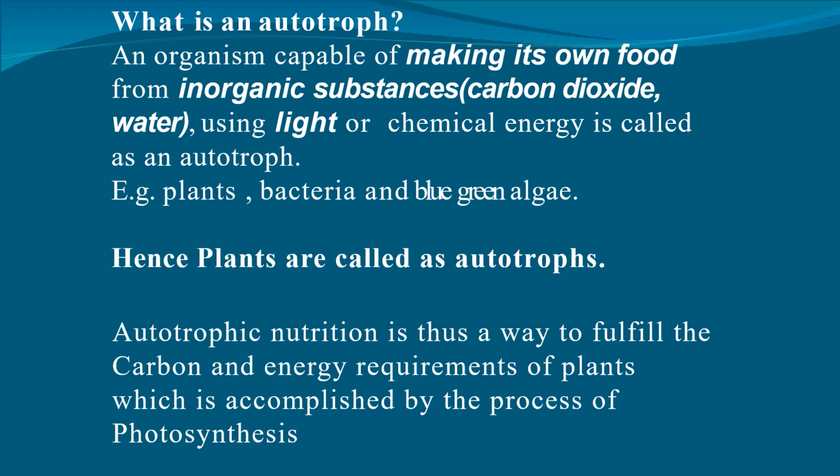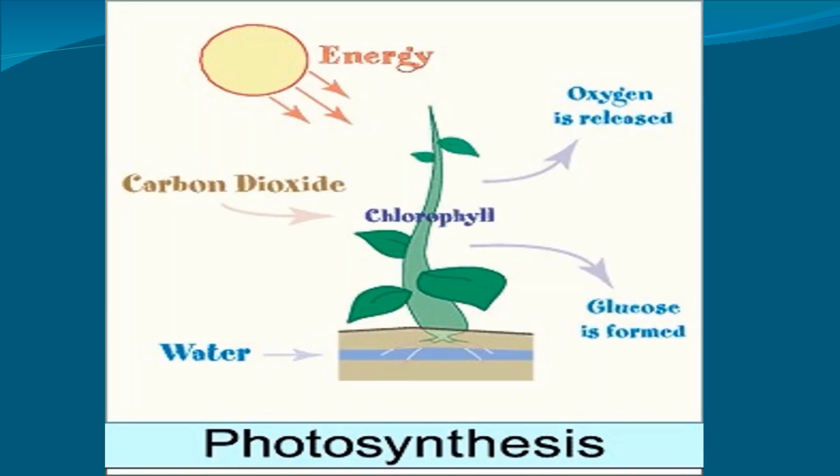the process of photosynthesis. Let us have a look at this diagram, a very simple diagram demonstrating photosynthesis. We can see here that there is a green plant which takes up carbon dioxide from the air, water from the soil, and in presence of sunlight, which is giving it the light energy, and in the presence of chlorophyll, it forms glucose, and oxygen is also released into the atmosphere.